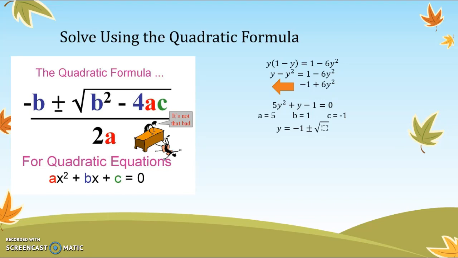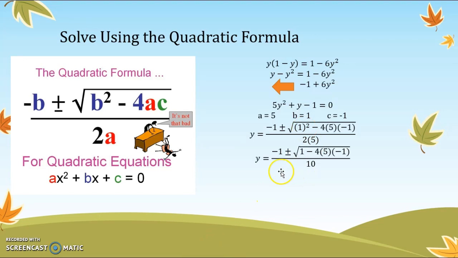So y equals the opposite of b, so the opposite of b is negative 1, plus or minus the square root of b squared, so 1 squared, minus 4 times our a value of 5 times our c value of negative 1, all over 2 times a, which is 5. So I'm going to multiply in the denominator, and I'm going to square on the inside to start simplifying. This gives me y is equal to negative 1 plus or minus the square root of 1 minus 4 times 5 times negative 1 over 10, since 2 times 5 is 10, I'll multiply inside the radical.